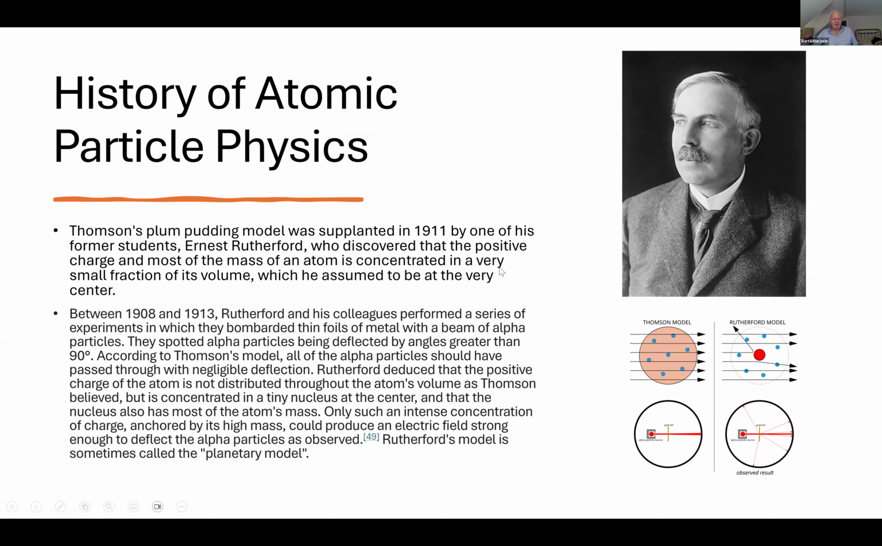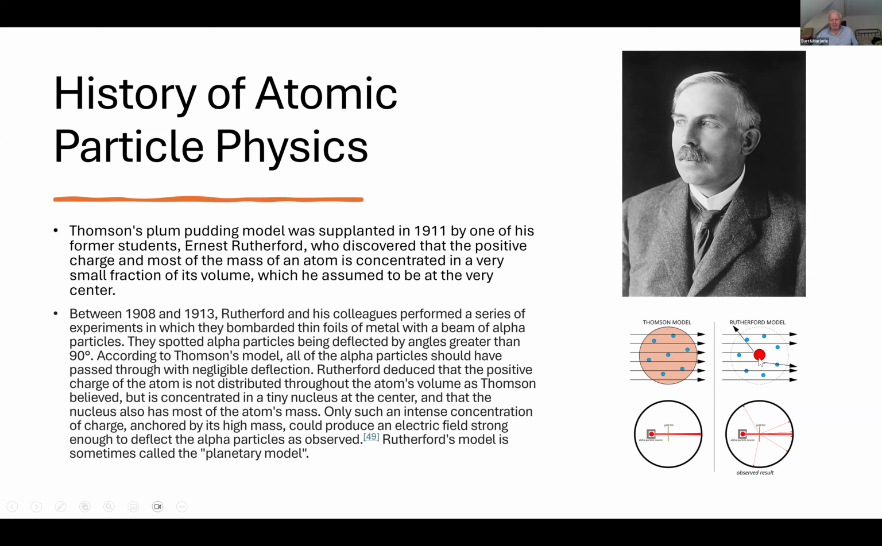Now, in 1911, one of Thomson's students, Ernest Rutherford, discovered that the positive charge and most of the mass of the atom is concentrated in a very small fraction of its volume. So what he did was he took what he called alpha particles. They're actually nuclei of helium, and he shot them at a foil that he had. And so here we have a picture showing Thomson's model with the electrons in blue here and the positive charge in pink. And if he shot these things, he expected they'd go right through. There's nothing there to really stop it.